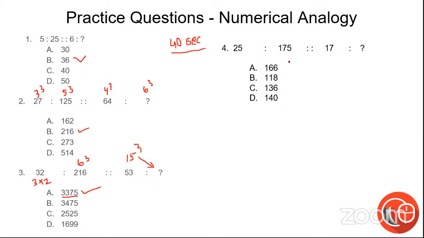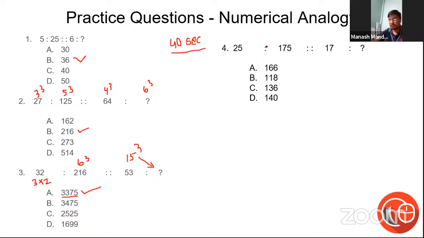I did 2 plus 5 is 7, so here also 25 times 7 is 175. Then I did 7 plus 1, that is 8. So 8 times 17. The addition of the first number is the number of times it has to be multiplied.